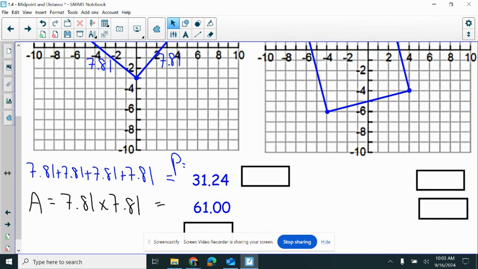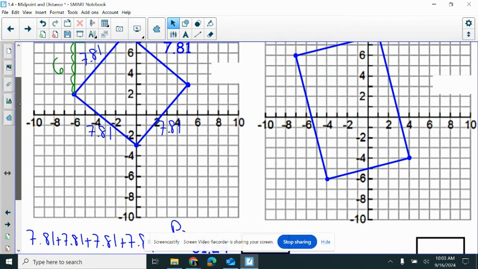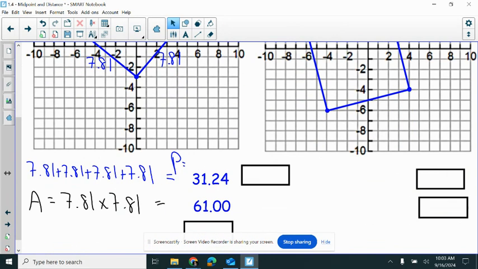So perimeter, you add up all four sides. Area, you just multiply, like length times width, to get the area. And that works for a square or a rectangle. There are different area formulas depending on the shape. So for squares and rectangles, you just multiply the two sides together.